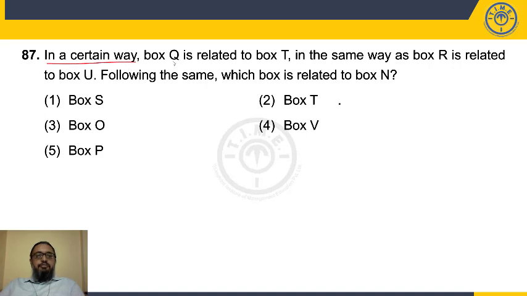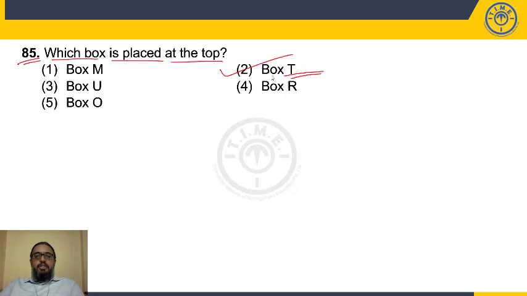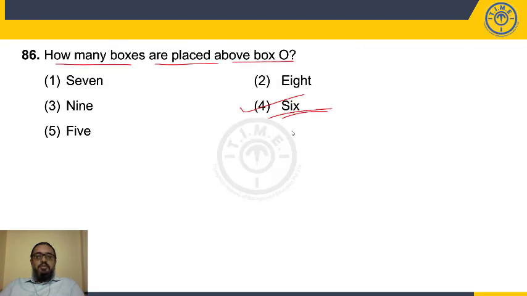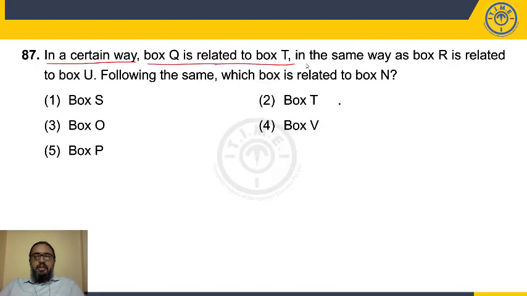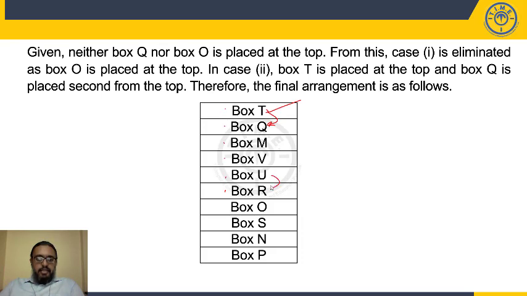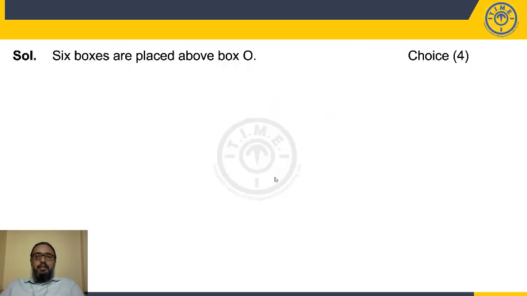Next, in a certain way, box Q is related to box T. Let us see how Q is related to T. So Q is immediately below T. That is the relation. Correct? First box is immediately below second box. In the same way as R is related to U. Let us see R related to U. So Q related to T, first box is immediately below second box. R related to U, again first box is immediately below second box. That is the relation, immediately below.